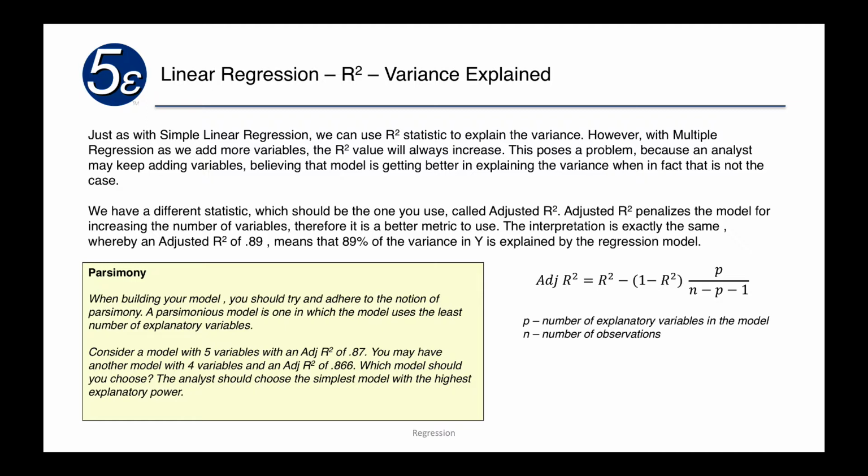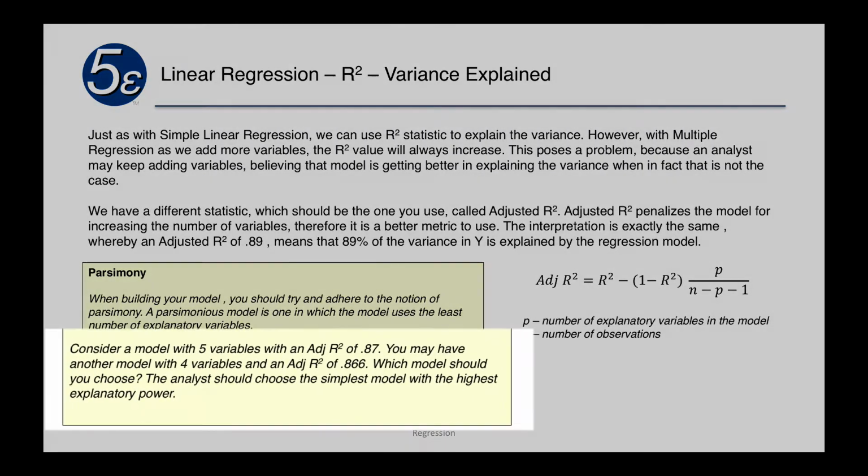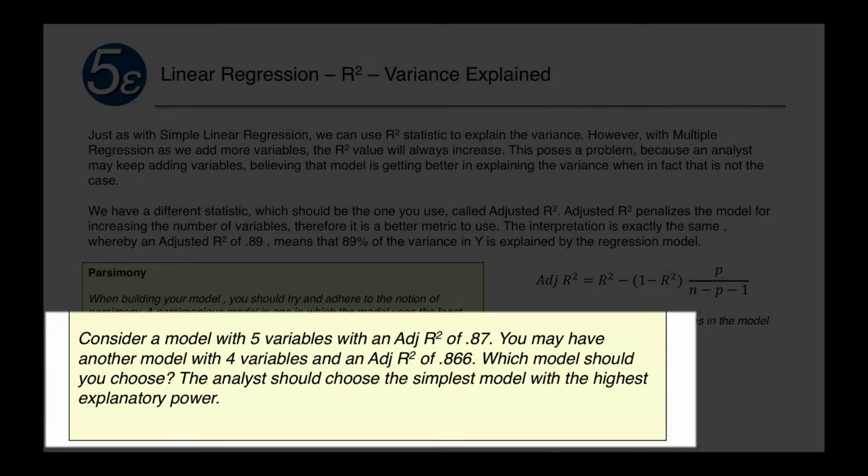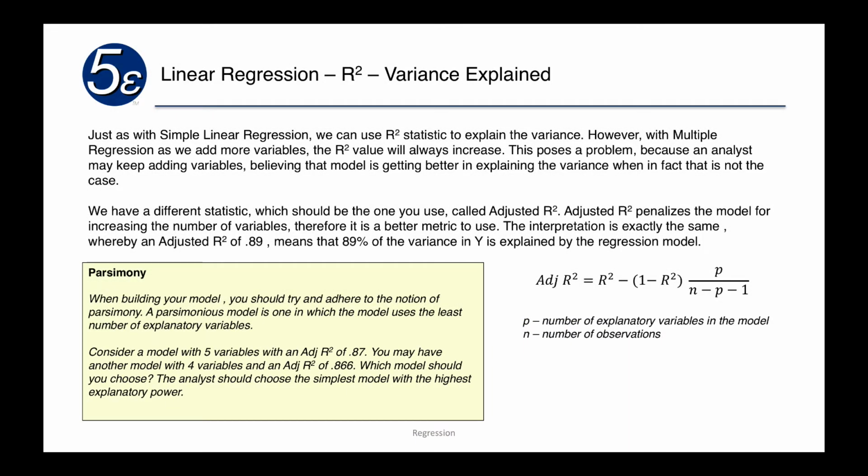So consider a model with 5 variables and an adjusted R squared of 0.87. You may have another model with 4 variables and an adjusted R squared of 0.866. Which model should you choose? Well, the analyst should generally choose the simplest model with the highest explanatory power, and we'd probably choose the one with 4 variables. Now, there are some other methods that we have at our disposal that will tell us which one we should choose. But generally, if you're adding 1 to 2% on your R squared, it's probably not enough to warrant the extra variable.